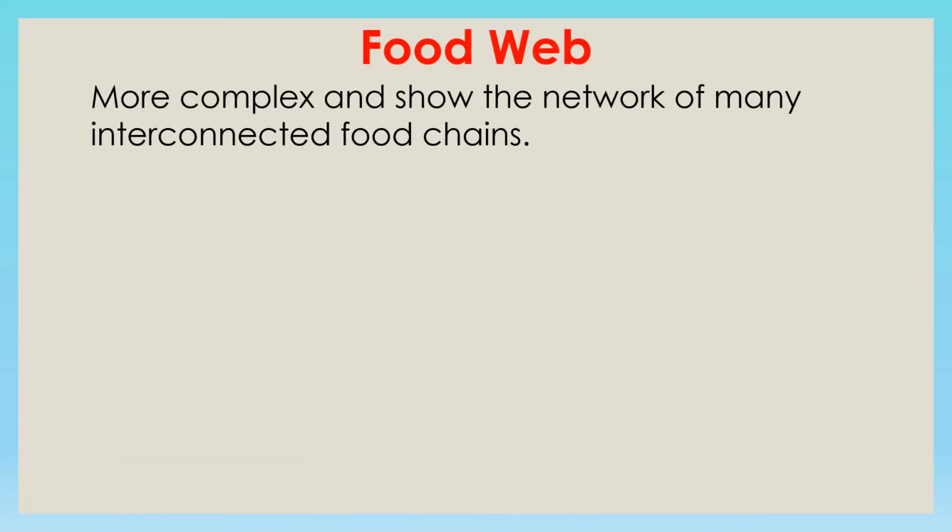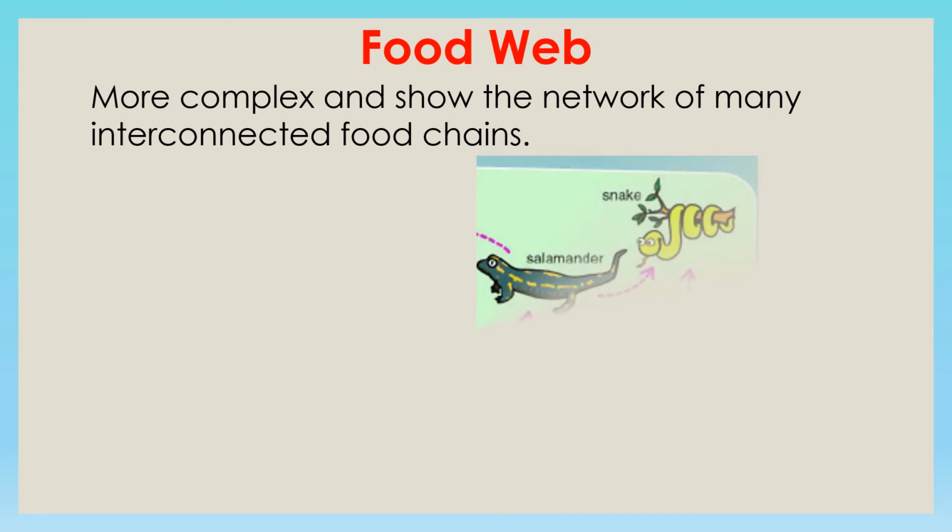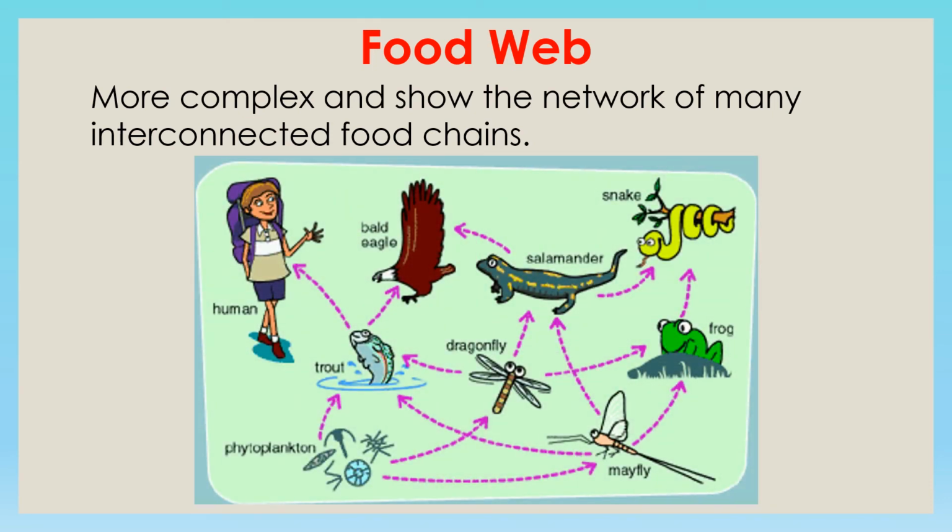A more complex way of showing this feeding network is food web. So there are interconnected food chains inside the food web. So as you can see here, it's like many food chains in one. And all of these things that you can see here are consumers consuming one organism to another organism, and it is also following a certain cycle.